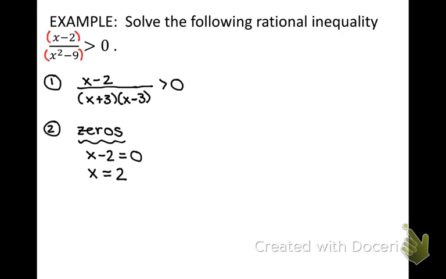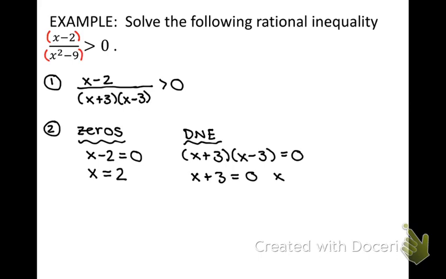Okay. If I want to find out where my function does not exist, where it's undefined, I am setting x plus 3 times x minus 3 equal to 0. That denominator equal to 0. Each factor is going to get set equal to 0, and I'm going to get two solutions here. I'm going to get x equals negative 3, and I'm going to get x equals positive 3.